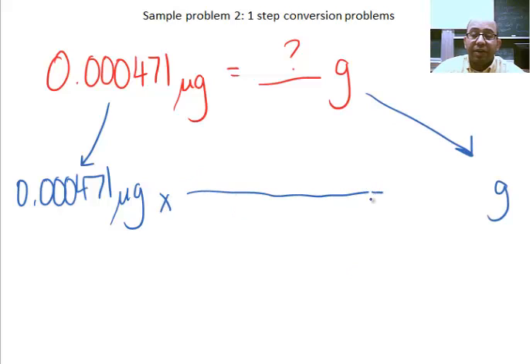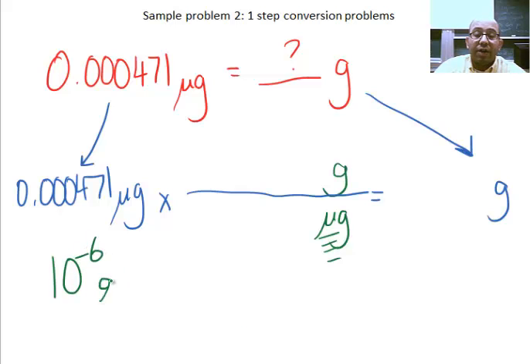We put our conversion factor in the middle. We want to be able to cancel the unit that we're given, and that's micrograms. And we want to get the unit that we just ended up with, and that's grams. So then we need to look up on the table what micro means. And when you look up micro, it means 10 to the negative 6. So again, what that means is that 10 to the negative 6 grams equals 1 microgram.